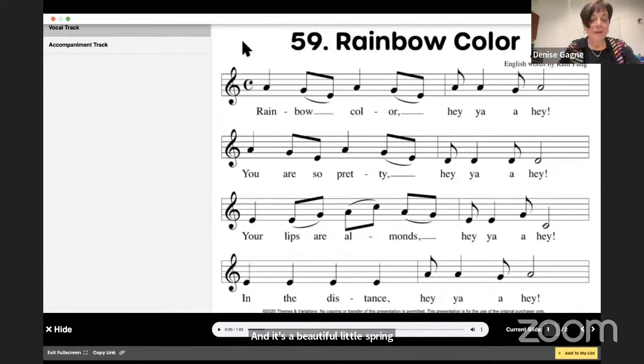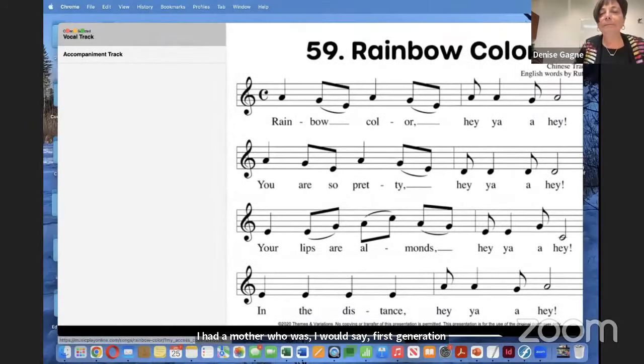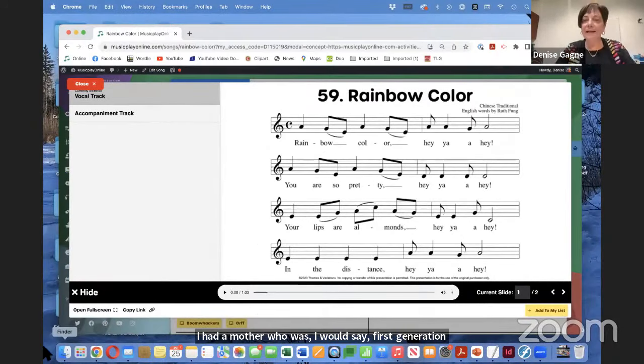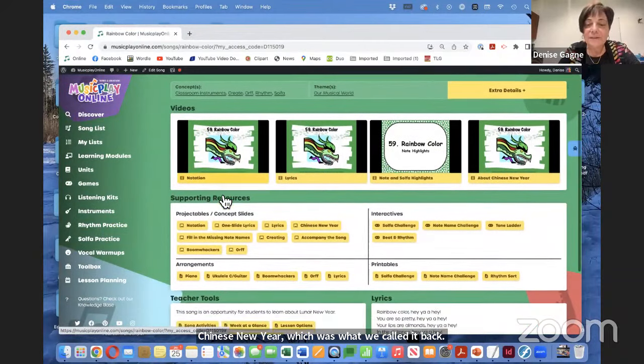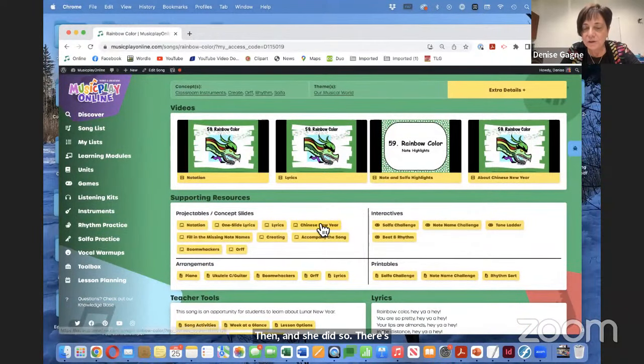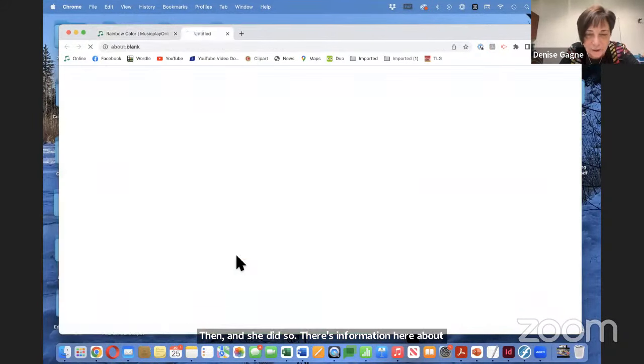I had a mother who was, I would say, first generation Canadian, and I asked her if she had any songs for Chinese New Year, which was what we called it back then, and she did. So there's information here about Chinese New Year, which actually would now be Lunar New Year, and we have arrangements. So let's take a look at the ukulele.